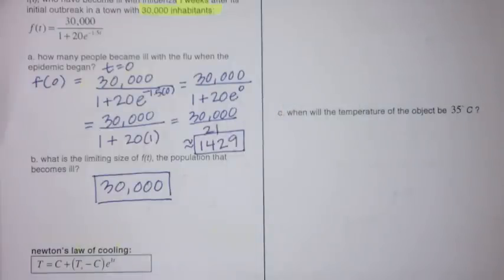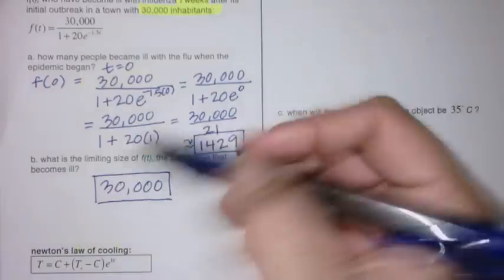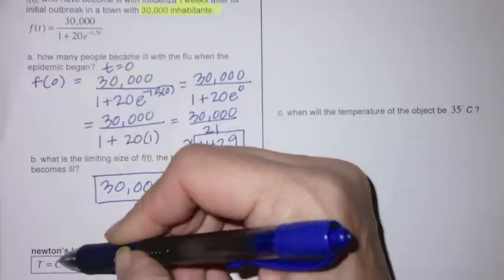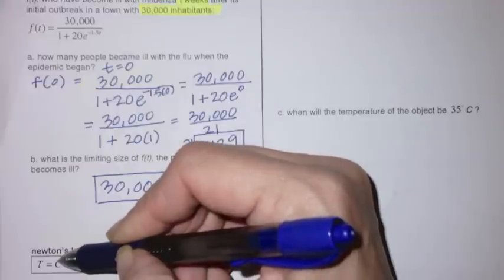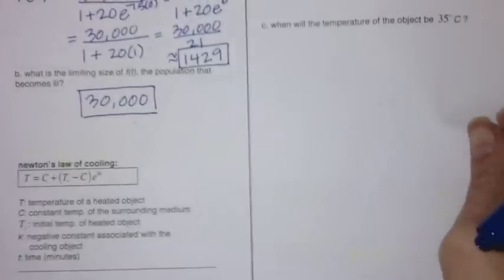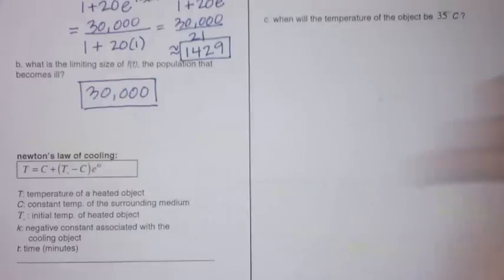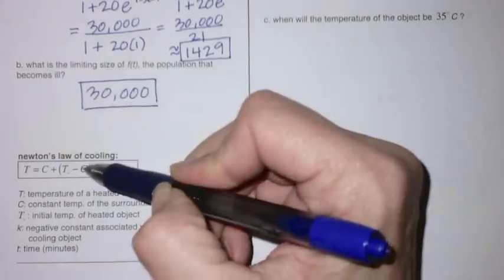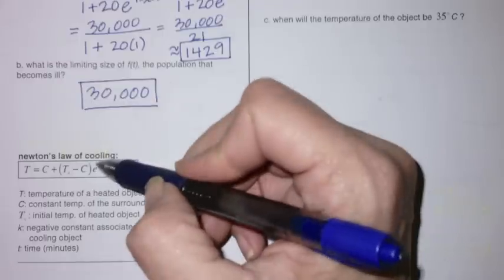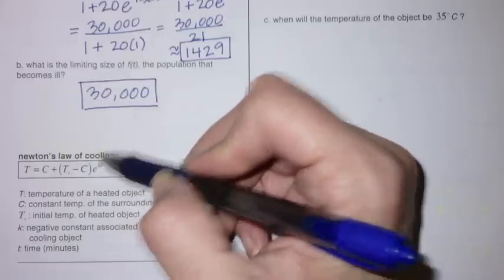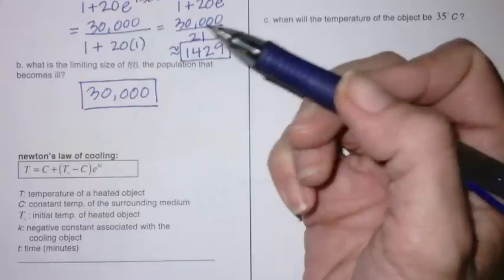We're going to move on to Newton's law of cooling next. T represents the temperature of the heated object. It's kind of like the final temperature. C is the constant temperature of the surrounding medium. So if you're in a freezer, that's colder than normal, and if you're in the desert, that's hotter than normal. T naught is your initial temperature, and then we have that constant temperature again. The rate at which it's cooling is K, and then T is time.